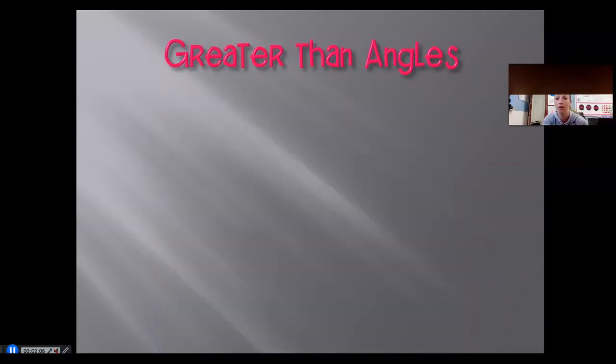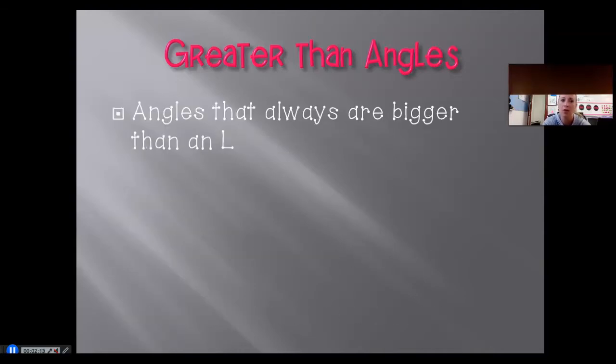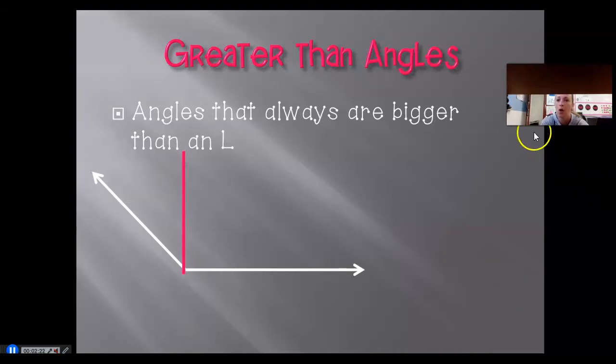All right, let's try another one. This is called a greater than angle. Sometimes greater than angles are called obtuse angles. So greater than angles are always bigger than the L. Here is an example of an obtuse angle. It is bigger than an L. So if I put my hands up and made a right angle, a greater than angle is always going to be behind my face. Notice how my arm is moving away from my face. Those are greater than angles.